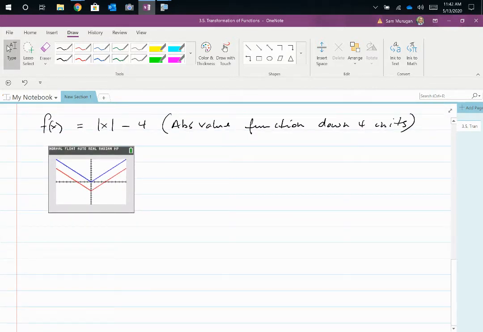Okay, so now let's talk about horizontal shifts. We talked about vertical shifts just now. Let's talk about horizontal shifts. And these shifts move opposite of the constant.